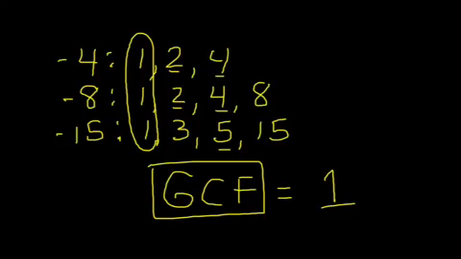So I can't circle those because they're not in all 3 lists. So guess what? My greatest common factor is 1, and it's not even very great. It's one of the smallest numbers there is. But it's the greatest one because it's the only one that's in all 3 lists. Now, sometimes your numbers are going to get bigger.